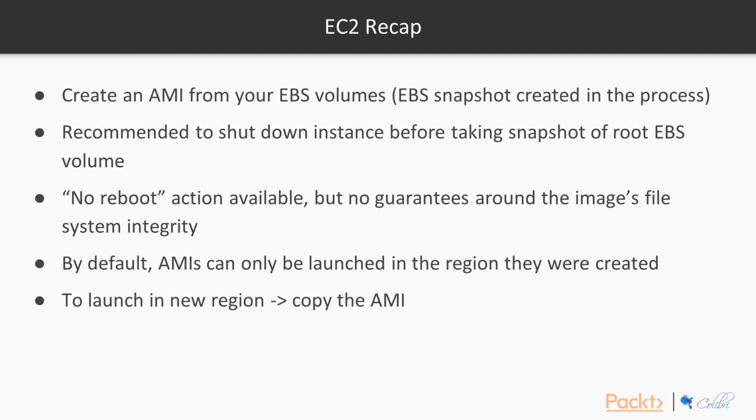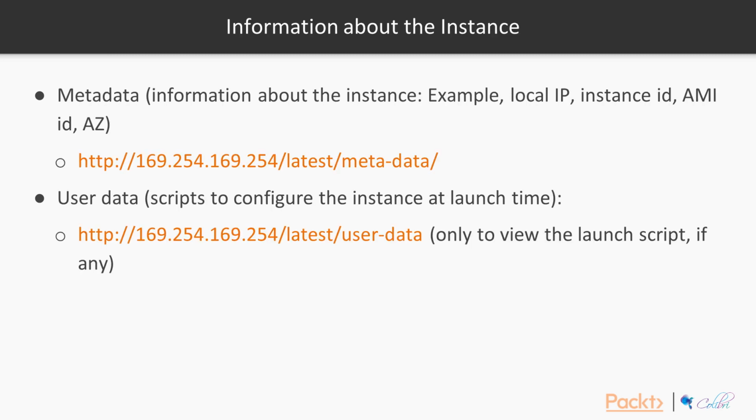By default, AMIs can only be launched in the region that they were created in. And if you want to launch your AMI in a new region, you would copy the AMI over to the new region. Then, we can talk about the information about the instance. First of all, we have metadata, which is information about the instance. For example, local IP, the instance ID, the AMI ID, the availability zone that the instance is located in.